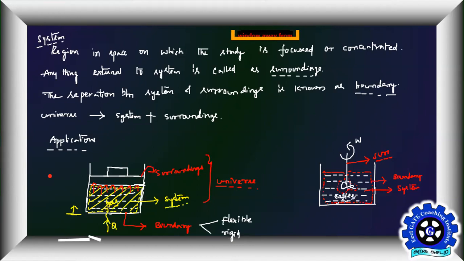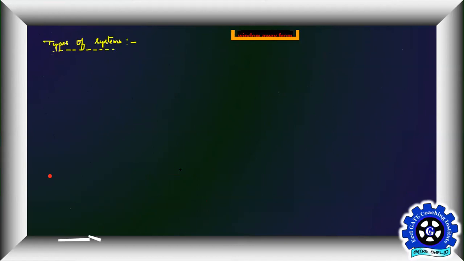Fine. So now coming to our types of systems. Broadly speaking, in your entire thermodynamics, we'll see three kinds of systems. One is a closed system. Number two, open system. Number three, isolated system. Very important.